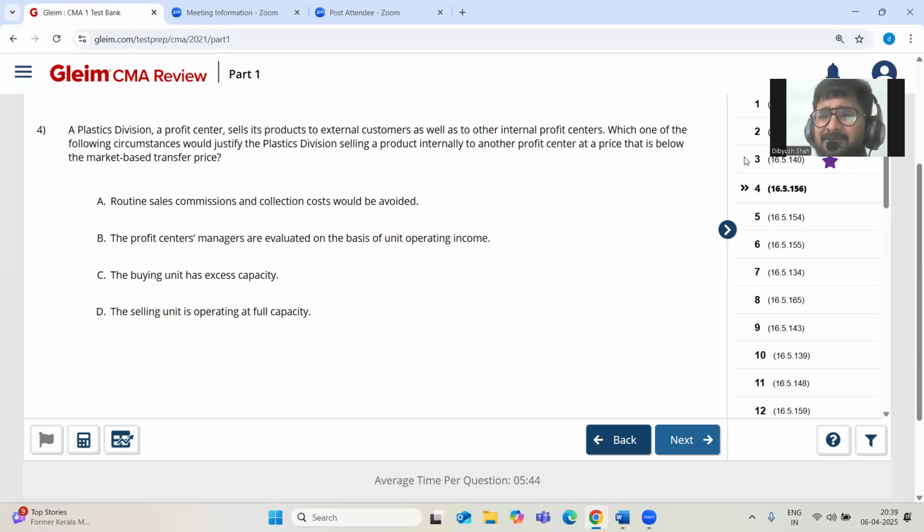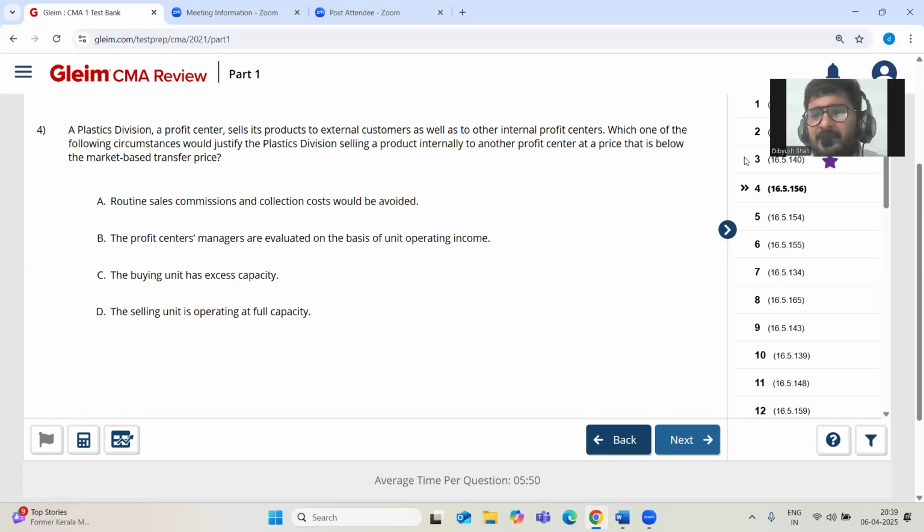Buying unit has excess capacity. Why do I care what buying unit has? If selling unit had excess capacity, I would have considered. Buying unit has excess capacity, let it be. If I don't have excess capacity, I'm losing opportunity cost. So C also cannot be the answer.